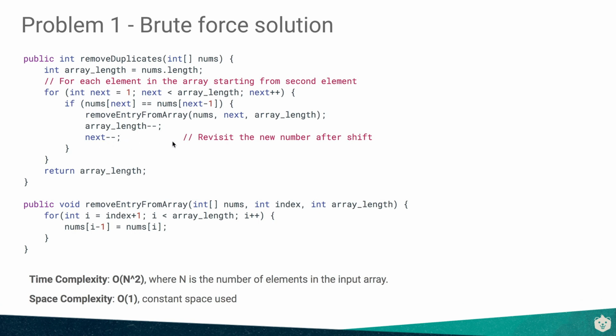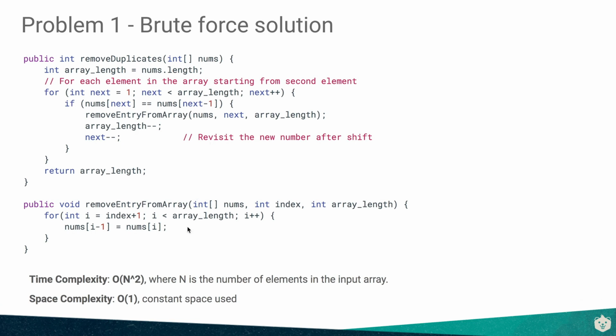And the next you're reducing as well, which we already saw in the visual. The next we're keeping the same to offset the increment we'll be doing when we go through the for loop, so that we revisit the new number that has been shifted to that particular position, right? We want to see if the newly shifted position is a duplicate as well.